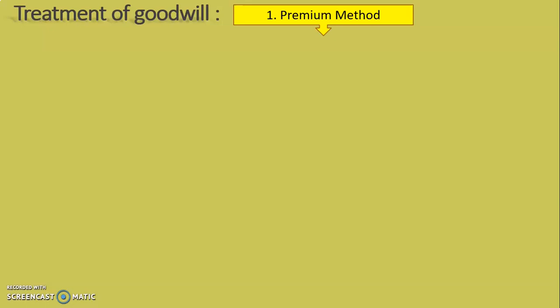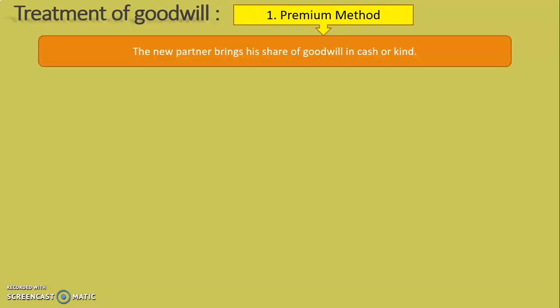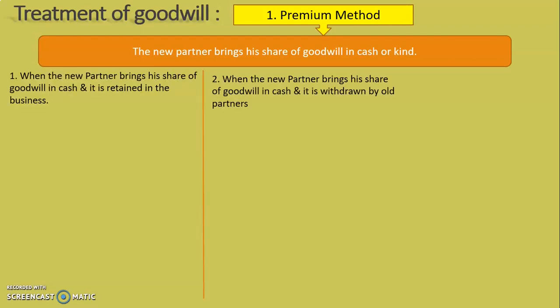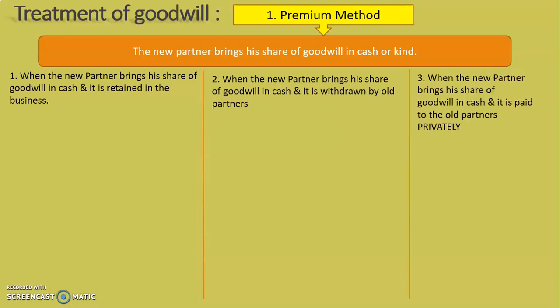The first method, premium method: the new partner brings his share of goodwill in cash or kind. Now this goodwill which is brought in cash by the new partner may be retained in the business, or it may be withdrawn by the old partners, or may be paid to the old partners privately. We have to pass entries accordingly.